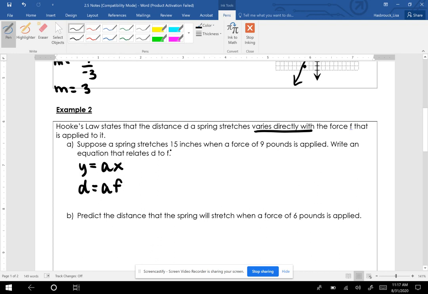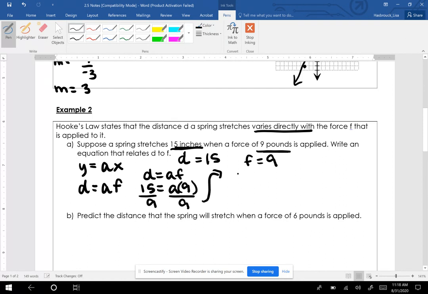Suppose a spring stretches 15 inches with a force of 9 pounds. So they gave us that d, distance, is 15, and f, force, is 9. We're going to plug these in to find our constant of variation. So for d equals af, I'll have 15 equals a times 9. To find a, I divide both sides by 9. This gives me a equals 15 over 9, but I need to simplify that by dividing top and bottom by 3. So my a is 5/3. I found my constant of variation.